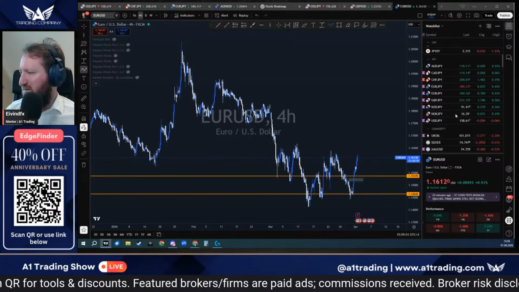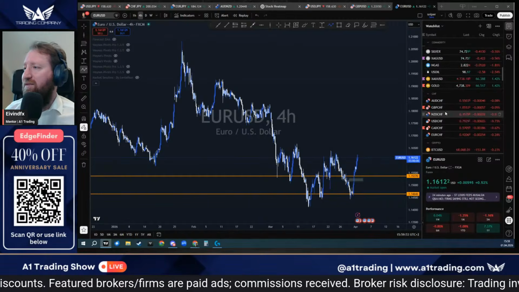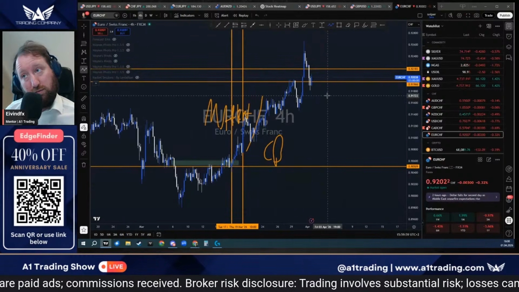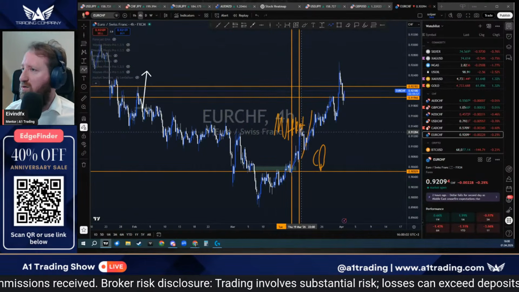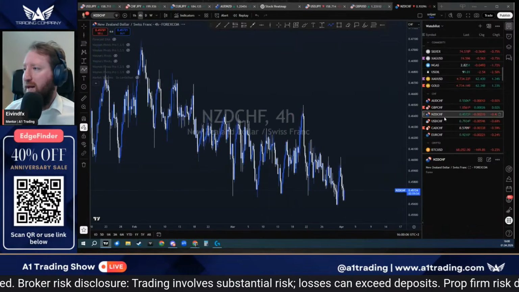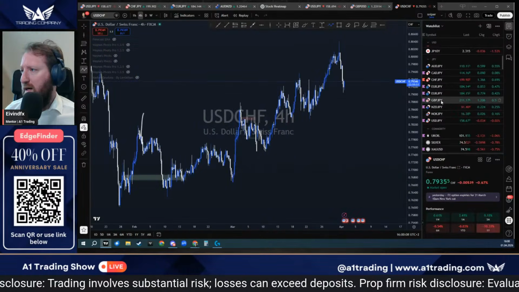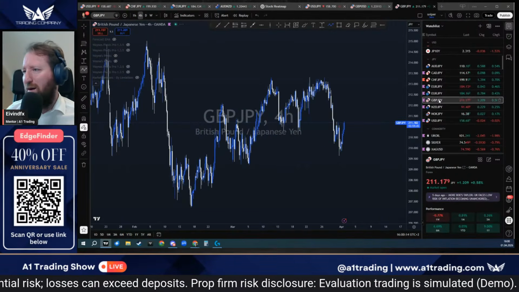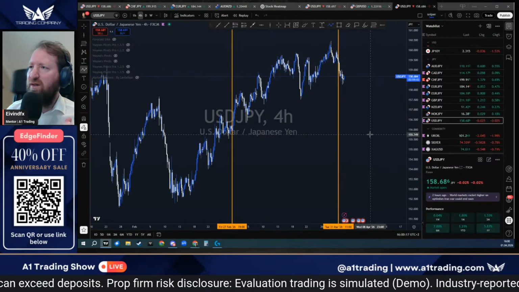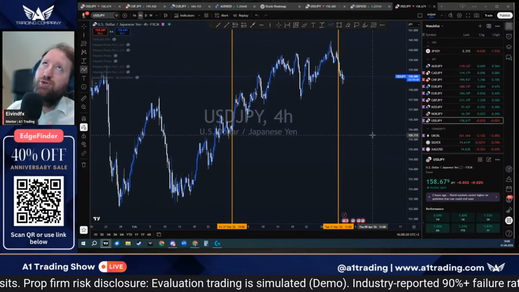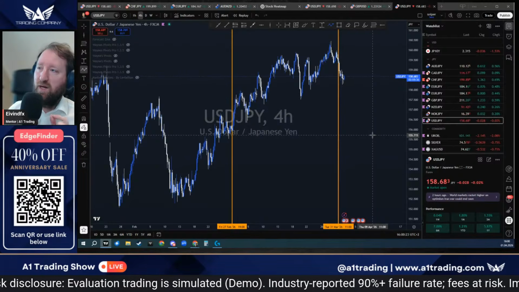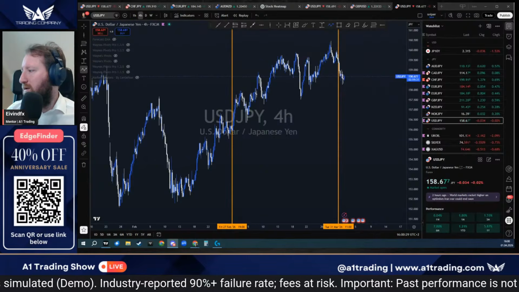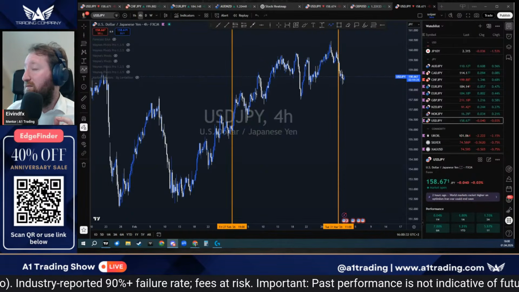Euro Swiss, for some reason, has had a fantastic run higher. I don't have an entry here, but it has come lower. That's interesting price action. That would be interesting to me. Yen pairs, again, that would be euro yen and pound yen for me. Dollar yen, I believe, should fall. But there is a weak situation.